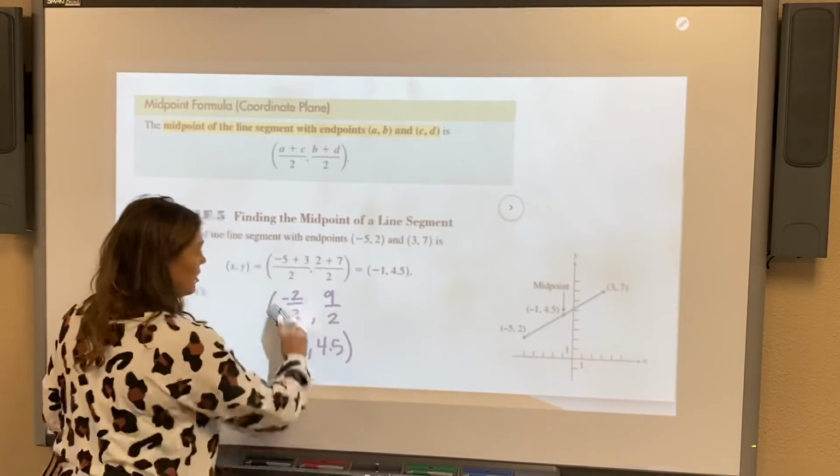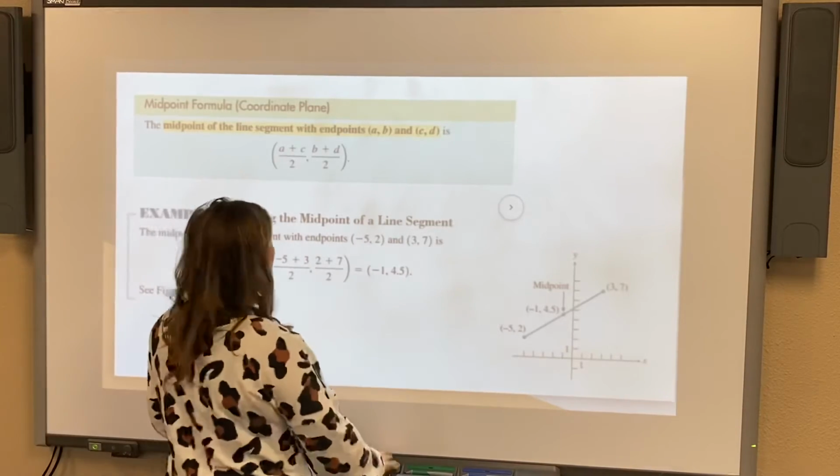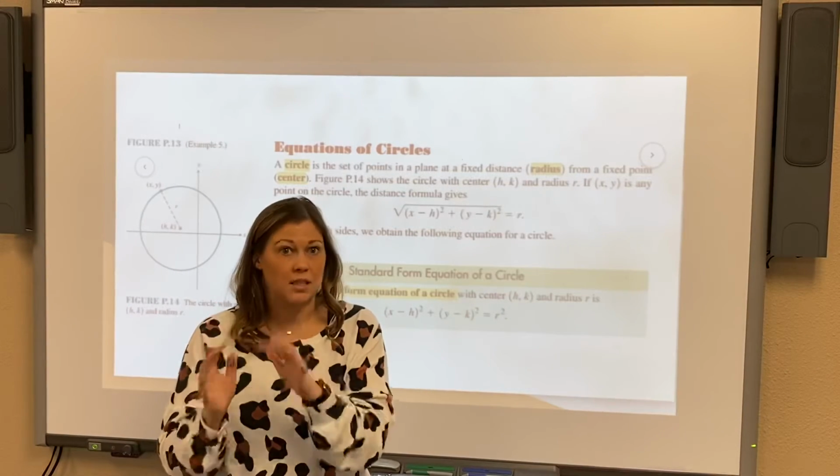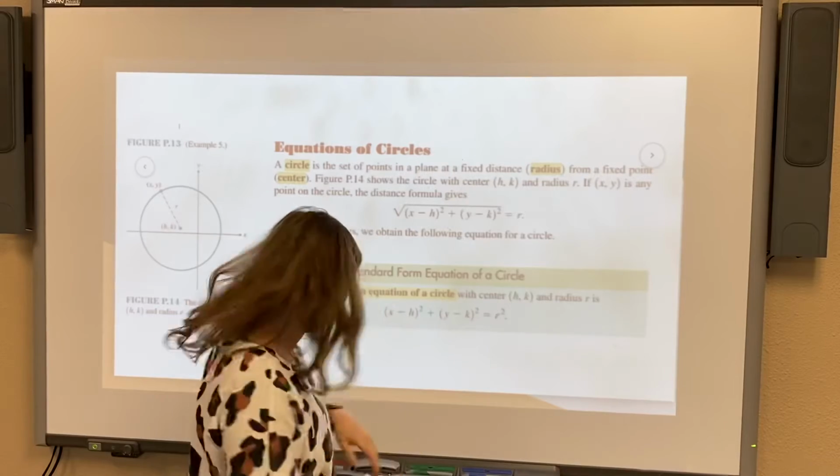A lot of formulas for this chapter or this section, and I know I'm going fast. Pause it if you need to. And then if you still need help, email me and we can figure it out.